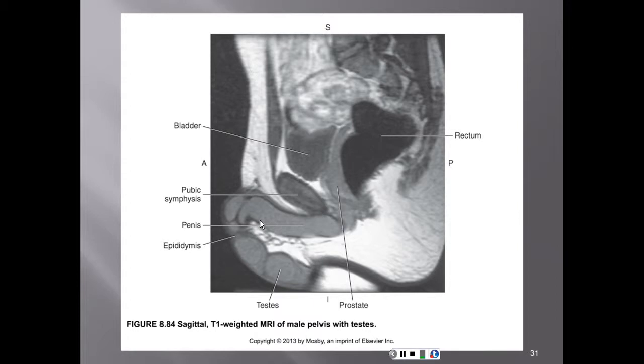Sagittal T1 weighted MRI of the pelvis with the testes. This image can be found on page 537, and here we see the rectum, the bladder, the prostate. So the seminal vesicle will be up in there. The bone, pubic symphysis, you have the penis, and you have the epididymis, so that would make these the testes. So you want to be familiar with all of this anatomy.